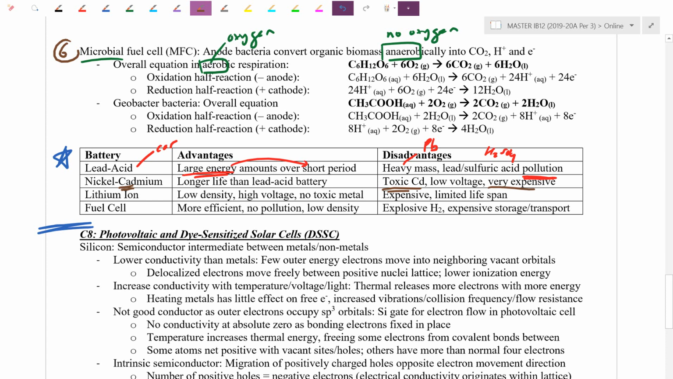Lithium-ion batteries, like I mentioned, for your phones and computers: low density, very high voltage, no toxic materials, so that's environmentally very nice. But again, very expensive and typically a very limited lifespan overall as a big comparison.